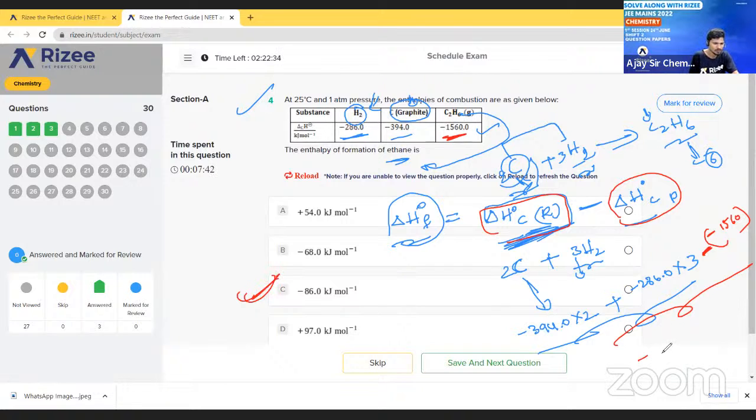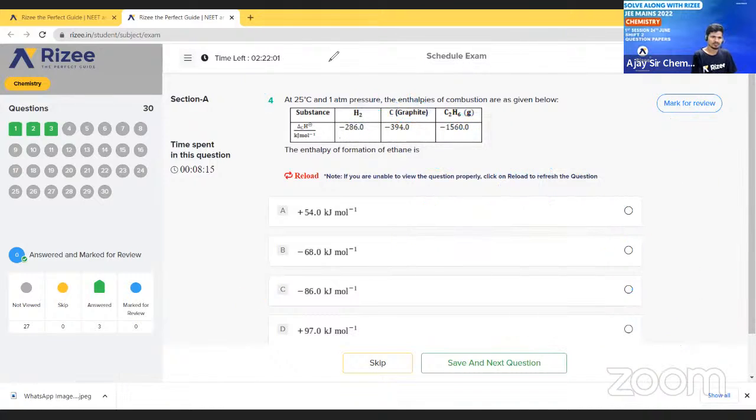So you will get what? Around minus 86.0 kilojoules per mole. Okay, clear? Otherwise you will get an approximate value. So what is the correct option? Correct option is 3. If you have a calculator, you can solve very simply. Simple calculation only, plus, minus, into. Okay, so let us go to the next question.